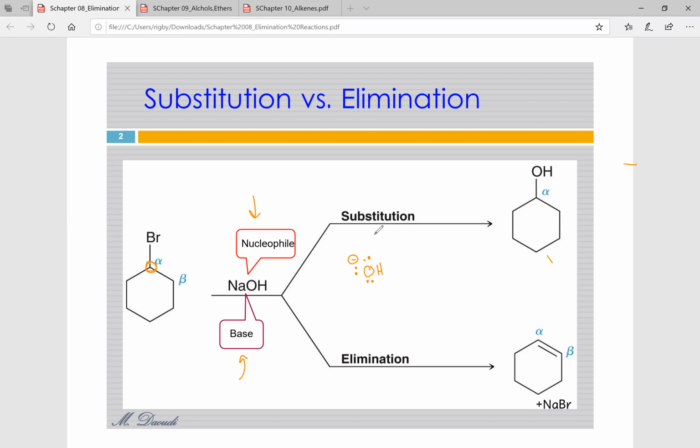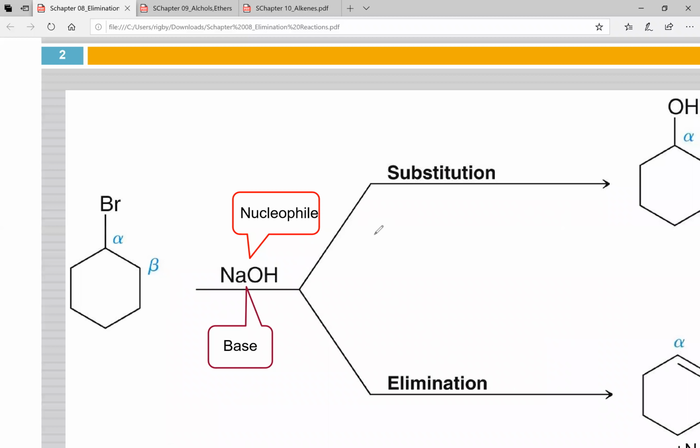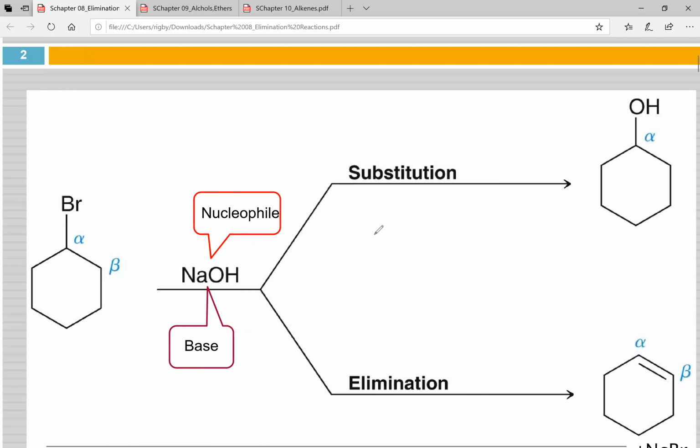I'm just going to delve a little bit deeper into elimination. So when we talk about elimination in this class, we'll be talking about something called alpha-beta elimination. And what this means is we will be eliminating a leaving group from the alpha carbon, and then we will be eliminating a hydrogen from the beta carbon, and then we'll be making a new double bond between that alpha and that beta carbon. And the reason why we have to get rid of this hydrogen and the leaving group is because if you recall, carbon can only have 4 bonds.